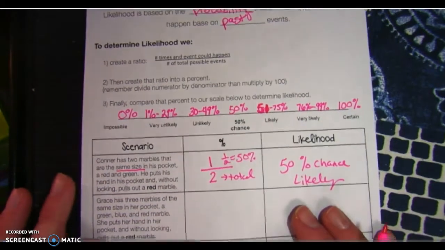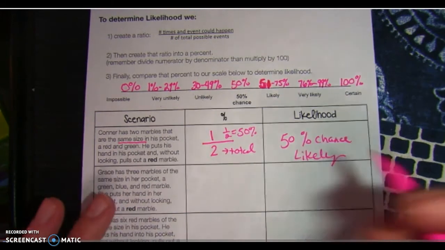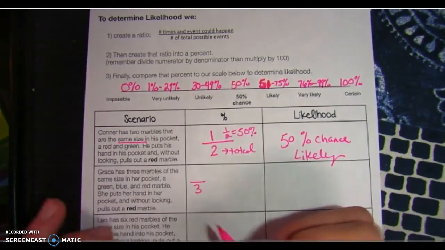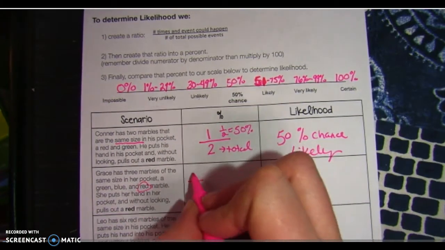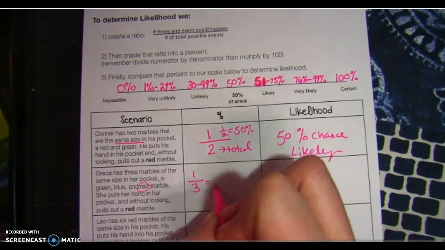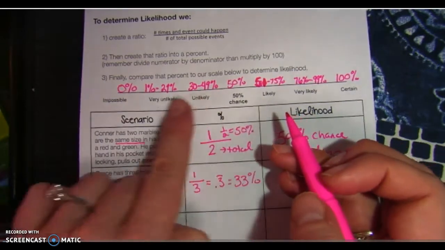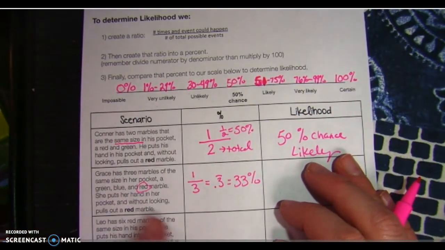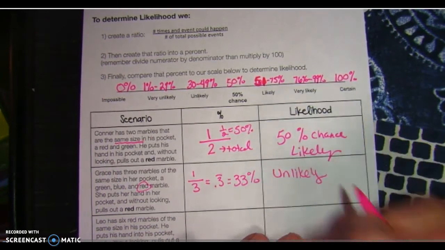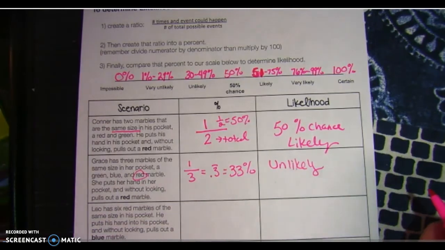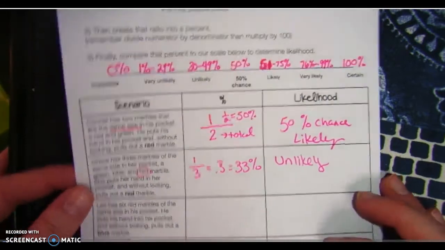Grace now has three marbles of the same size in her pocket, a green, blue, and red. So we know she has a total of three. She puts her hand in her pocket without looking and pulls out a red. She only has one. So 1/3 is going to be 0.3 repeating, or 33%. So we want to look up here, and we can say maybe the chance would be unlikely that she's going to pull a red. She has a 1 out of 3 shot. Not great odds, but not terrible when you compare it to something else.